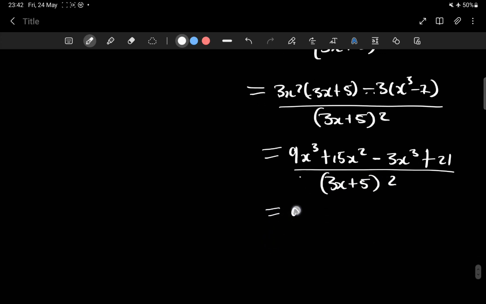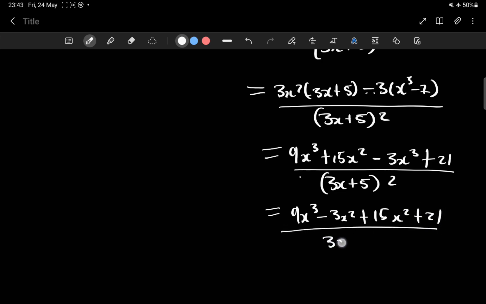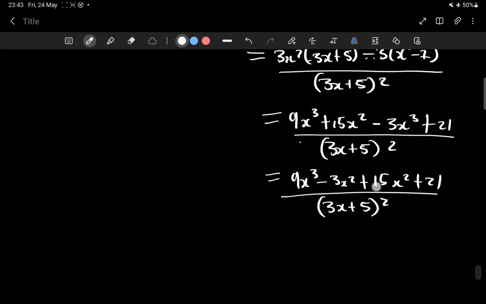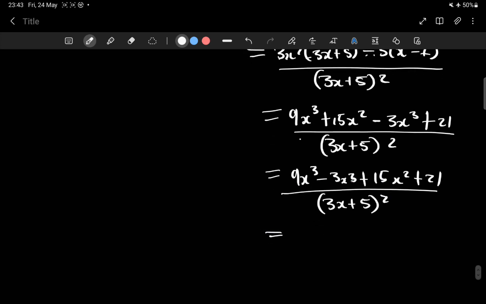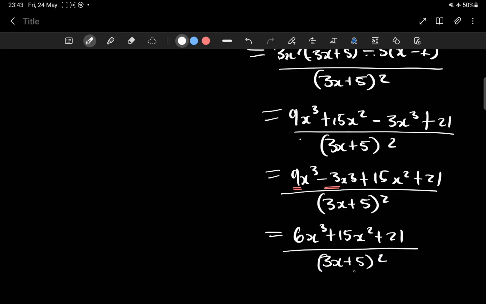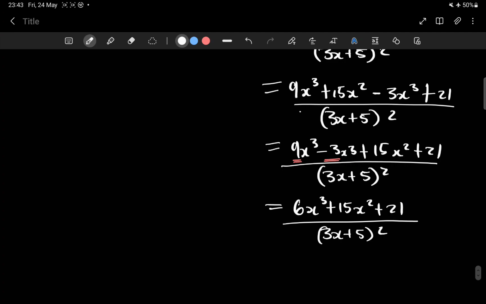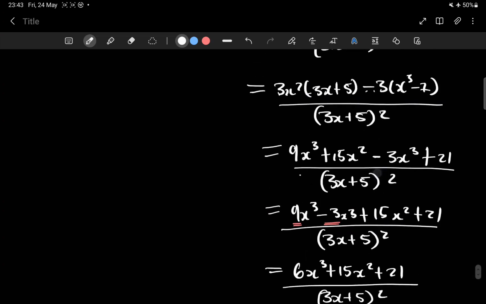Here we group like terms: 9x cubed minus 3x cubed plus 15x squared plus 21, all over 3x plus 5 all squared. Since both are x cubed, you deal with the coefficients: 9 minus 3 in the calculator gives 6, so 6x cubed plus 15x squared plus 21 all over 3x plus 5 all squared. And here you have your final solution. Bravo, well done, and you're done.